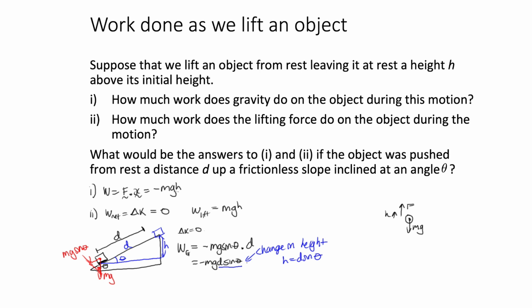Which is what we got last time as well, without the slope, when we were just moving it up directly. Okay, now part 2 says we need to calculate what work the lifting force does, which is the pushing force in this case. So again, because the change in kinetic energy is 0, the work done by the pushing force is going to be mgd sine theta, which if we want we could write as mgh, where h is the height difference of the object.